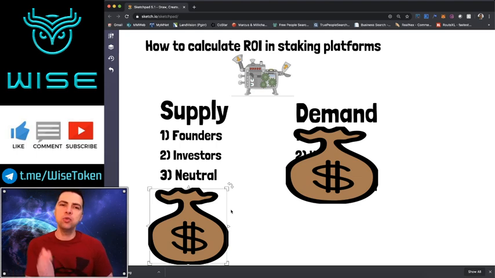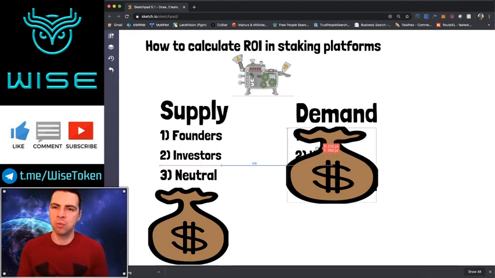So understand who owns the supply. And if the founders own any portion of the supply, it's not as efficient as it could be. You want all the supply being controlled by the people who buy it, the investors, or it being completely neutral, allowing anybody to trade against it, like we do in WISE token.